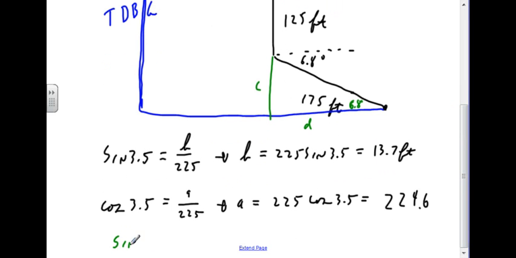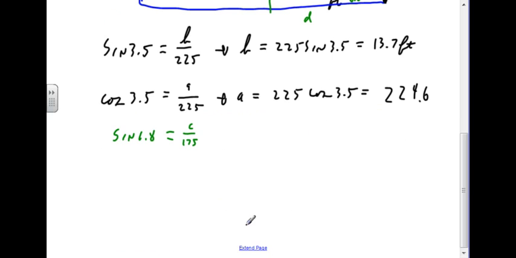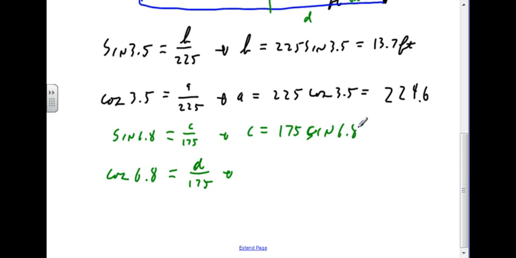The sine of 6.8 is equal to C over 175. And the horizontal guy, cosine of 6.8, D over 175. So I'm going to write that C is 175 sine 6.8, D 175 cosine 6.8. I'm going to put that in my calculator.